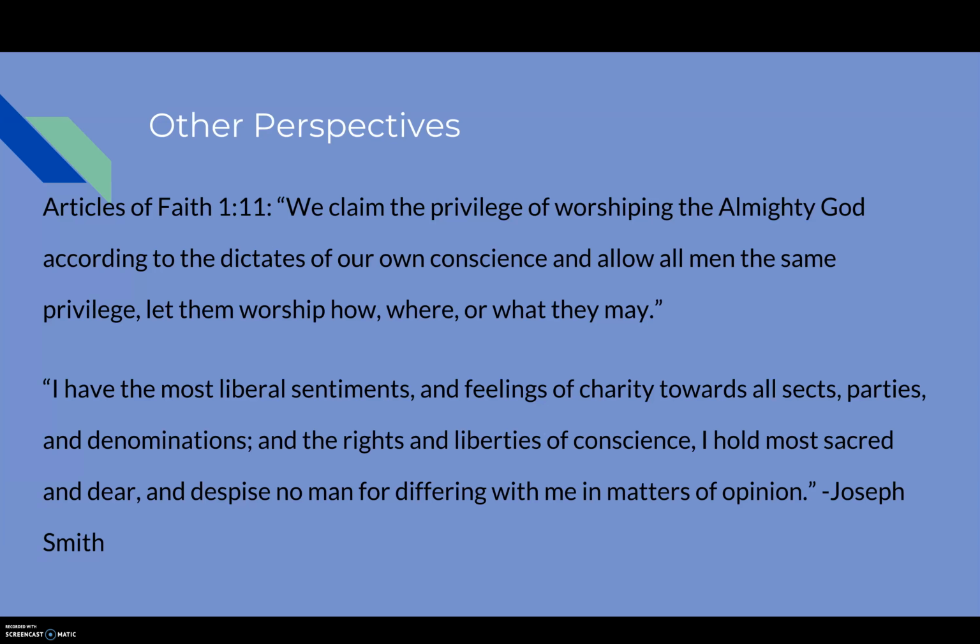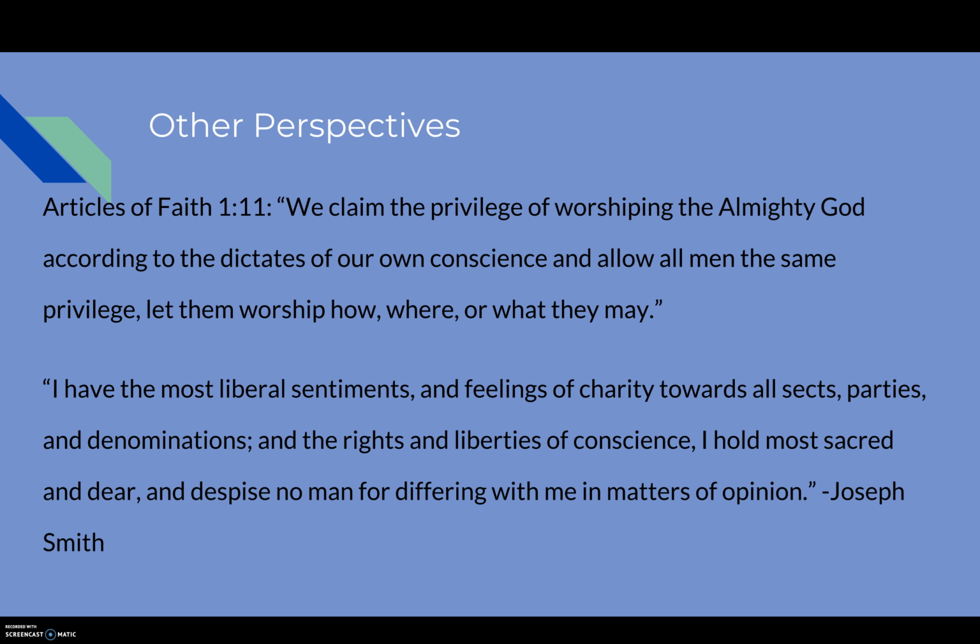I like how that's really simple, clear cut, and that's one thing I really enjoy about this quote. Another, this is by Joseph Smith: "I have the most liberal sentiments and feelings of charity towards all sects, parties, and denominations, and the rights and liberties of conscience I hold most sacred and dear, and despise no man for differing with me in matters of opinion." Again, I really like this one too, because I think we should all have this mindset.